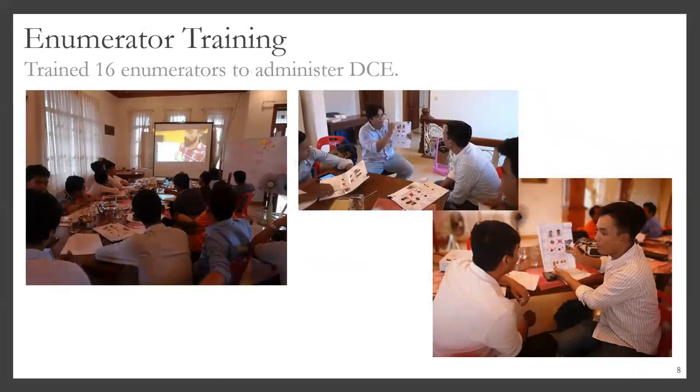So training is a really important part of discrete choice experiments. We trained 16 enumerators, starting out with video tutorials and then moving on to in-person role playing, where enumerators would both ask and then answer the questions in the discrete choice experiment in order to hone both their presentation skills and so that we as a group could hone the questions and instructions for the experiment.